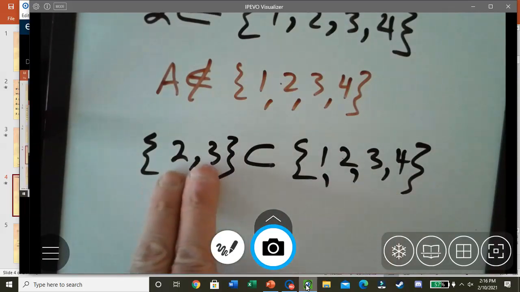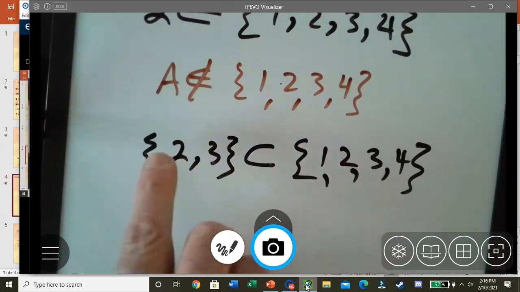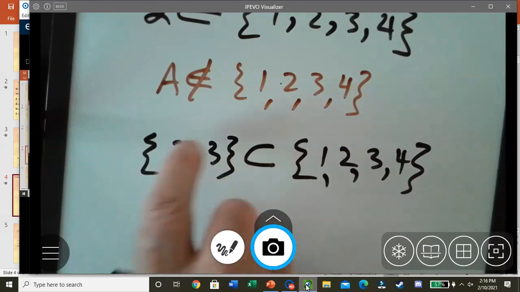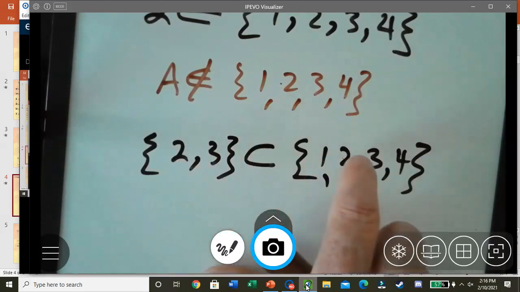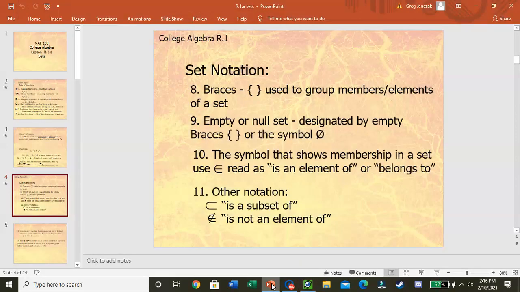So everything that's in the first set has to be in the second set. So in other words, if I had a 0 here, I could not say that this is a subset, because all the elements of this first set have to be in the second set in order for it to be a subset. If there's one element that is not, then it's not a subset. Okay, questions there? Sometimes you'll see a C-looking symbol with a line underneath it. That just means subset or equal to.